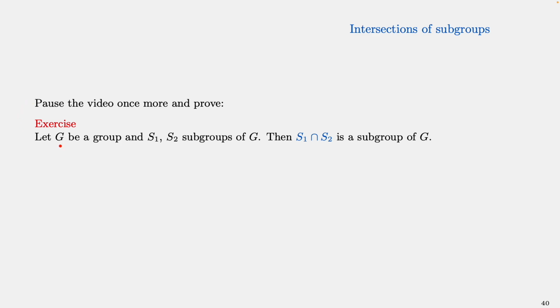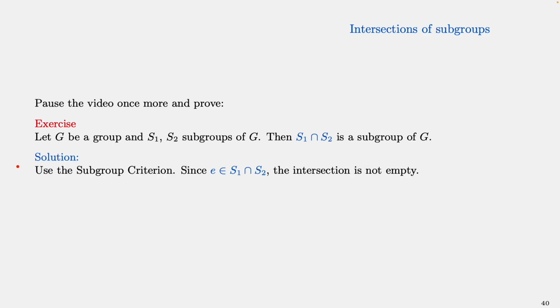Here you prove that if G is a group and we have two subgroups of G, S1 and S2, then the intersection of those two is also a subgroup of G. We use the subgroup criterion again. First, we observe that the neutral element is contained in the intersection, so the intersection is not empty. Why is it contained in the intersection? Because, of course, it has to be contained in each one of the two, S1 and S2, so if it's contained in both, it is contained in the intersection.